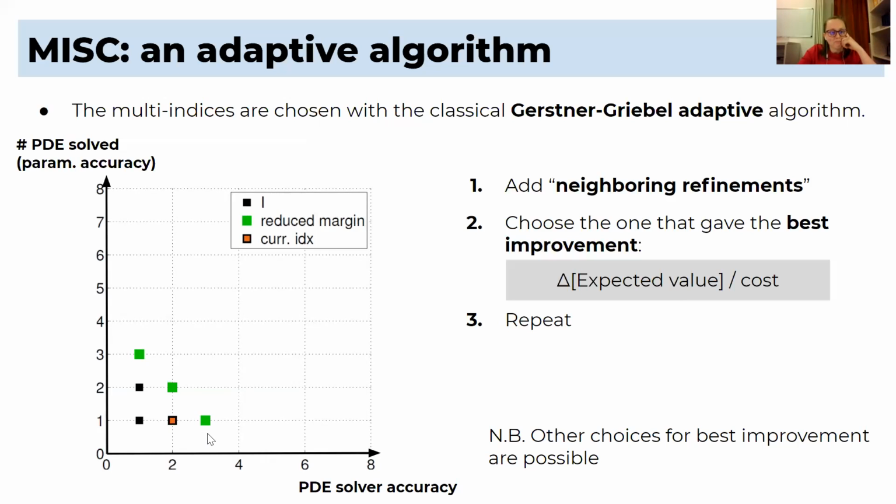Okay, so that's the idea. And of course, choosing the best improvement based on the expected value is not the only choice. This is problem dependent. It might be more efficient to look at higher order moments, some other error measures, whatever. So this must be tried out and checked.